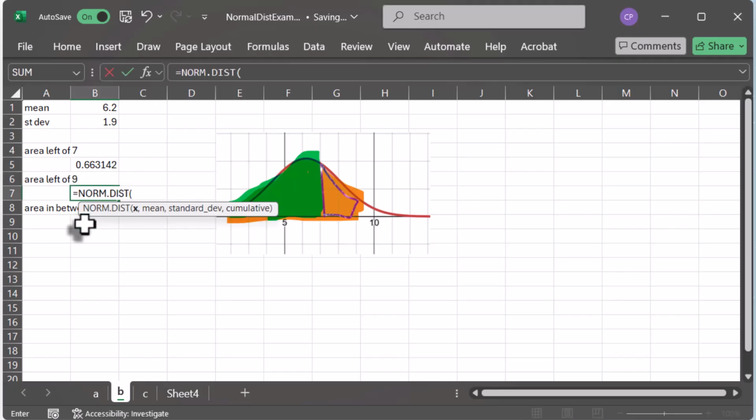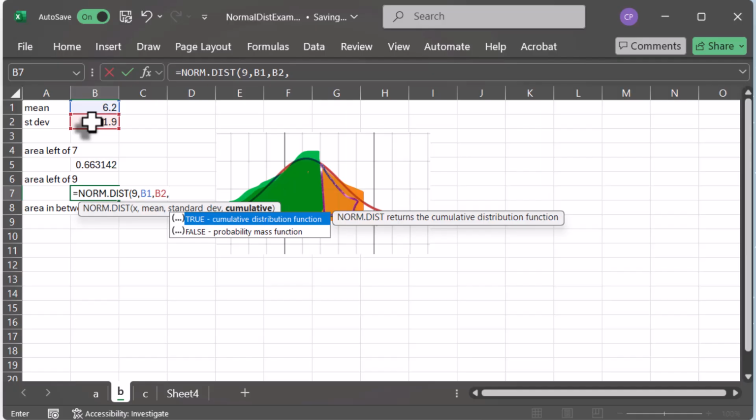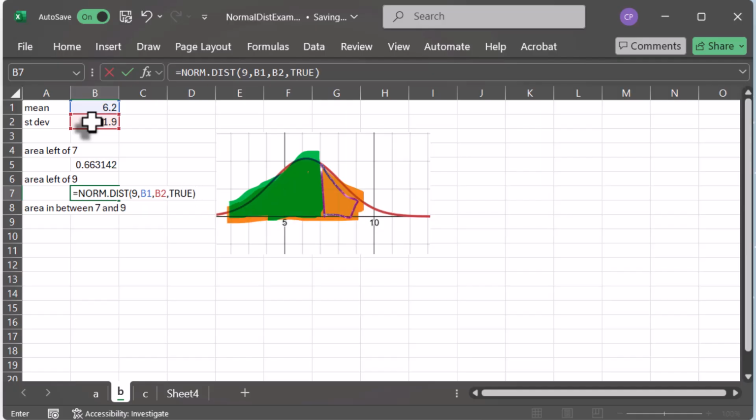And then for the area left of 9, I'm doing equals NORM.DIST parentheses 9, comma, and then I do my mean and my standard deviation. Again, you can just type in those numbers if you want, if you don't already have them in separate cells. And here I get 0.929717. All right, so I'm going to take the difference between those two in a new cell.